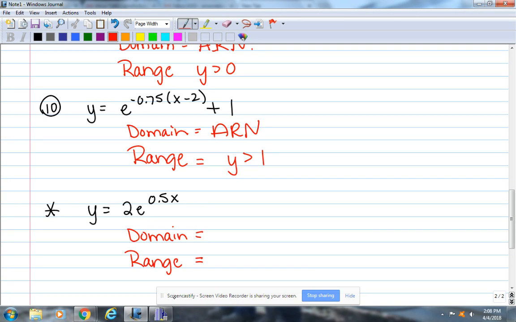Tell me domain and range. What the X is doing, what the Y is doing. That is right. All real numbers. That's right. The graph's right. Y'all just tell me domain and range.